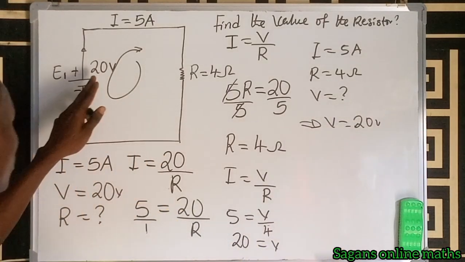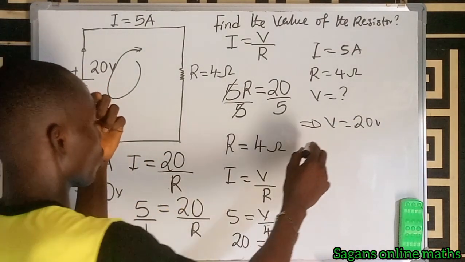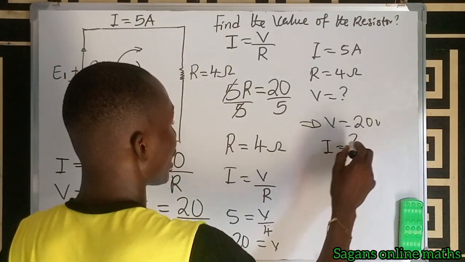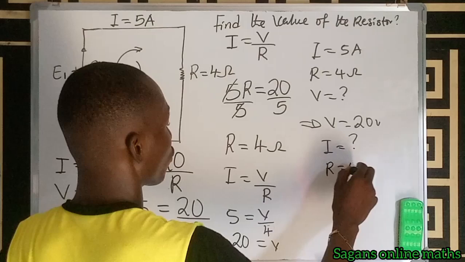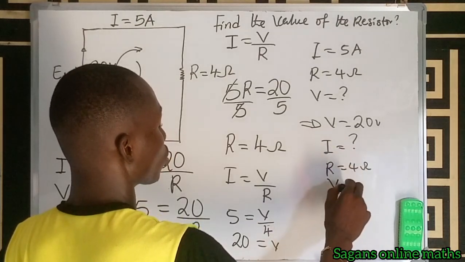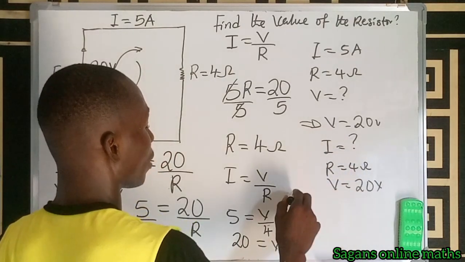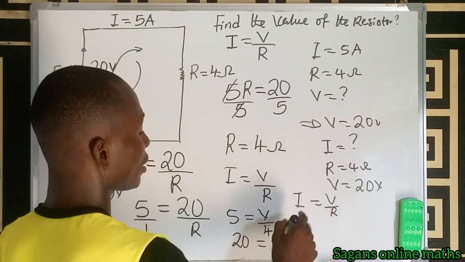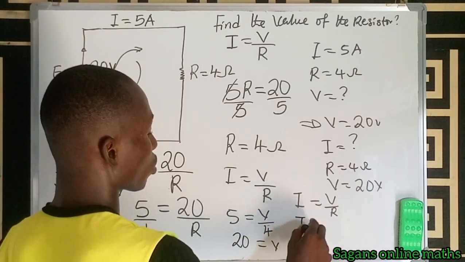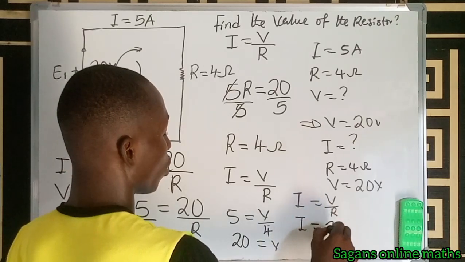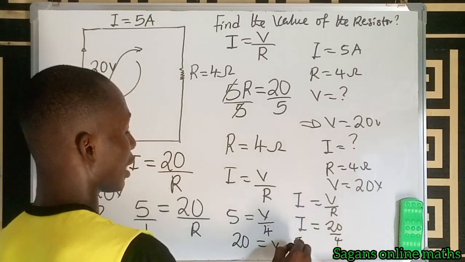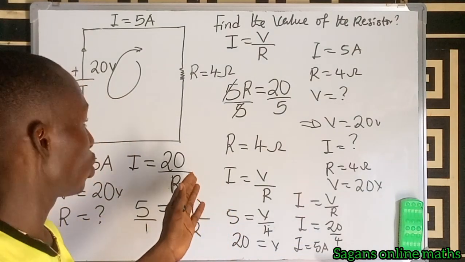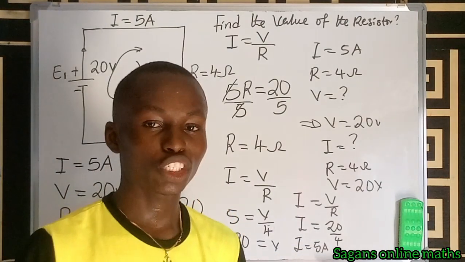So we are correct. And let's assume that we don't know our I, but we have our resistor equal to 4 ohms and our V equal to 20 volts. By Ohm's law, I is equal to V divided by R. That means I will be equal to 20 divided by 4, and 20 divided by 4 means I is equal to 5 amperes. So this is a beautiful solution to this question. Can you see how simple and interesting it is?